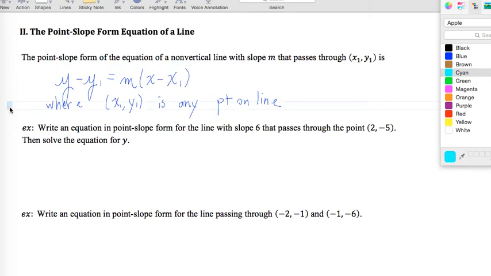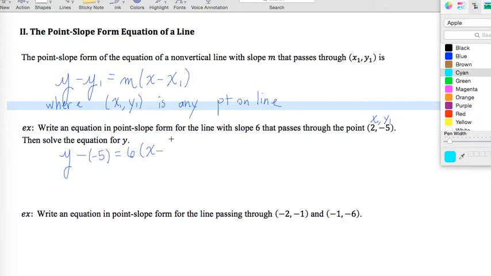Okay. So let's look at an example. We're going to write an equation in point slope form for the line with slope 6 that passes through the point 2, -5. Okay, so this is the x1, y1 point. So we have y minus -5 equals the slope 6, that's m, times x minus x1, which is 2. You don't plug anything in for this x and y because those are the variables. Okay, simplifying, we have y plus 5 equals 6 times x minus 2. That's the point slope form for the equation of the line.